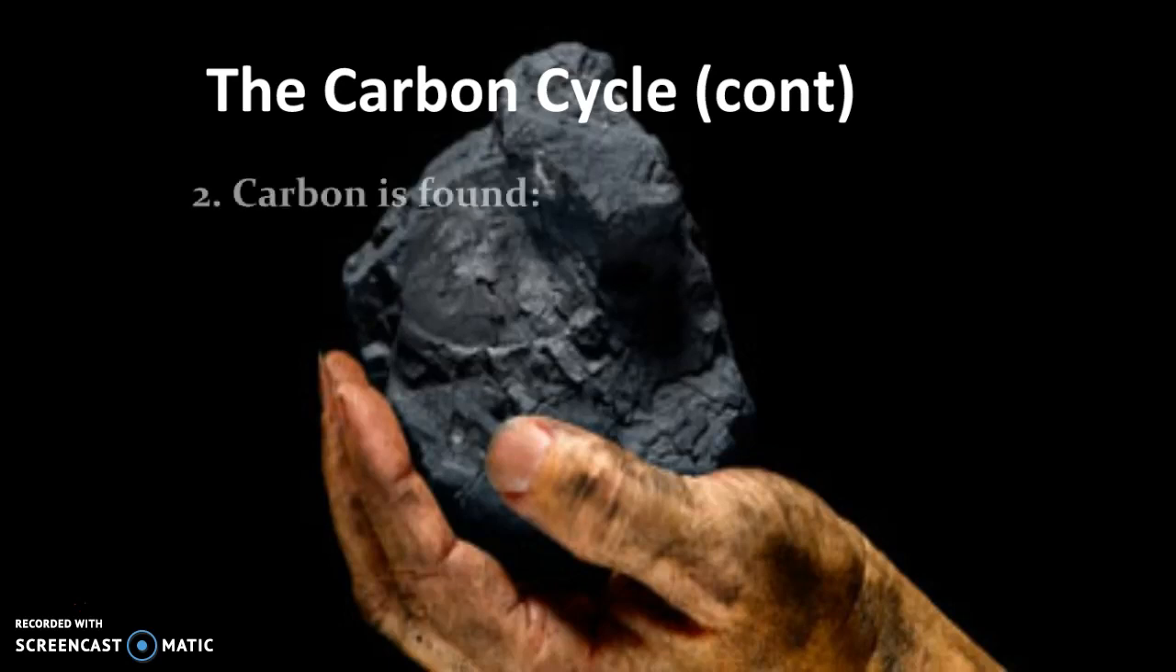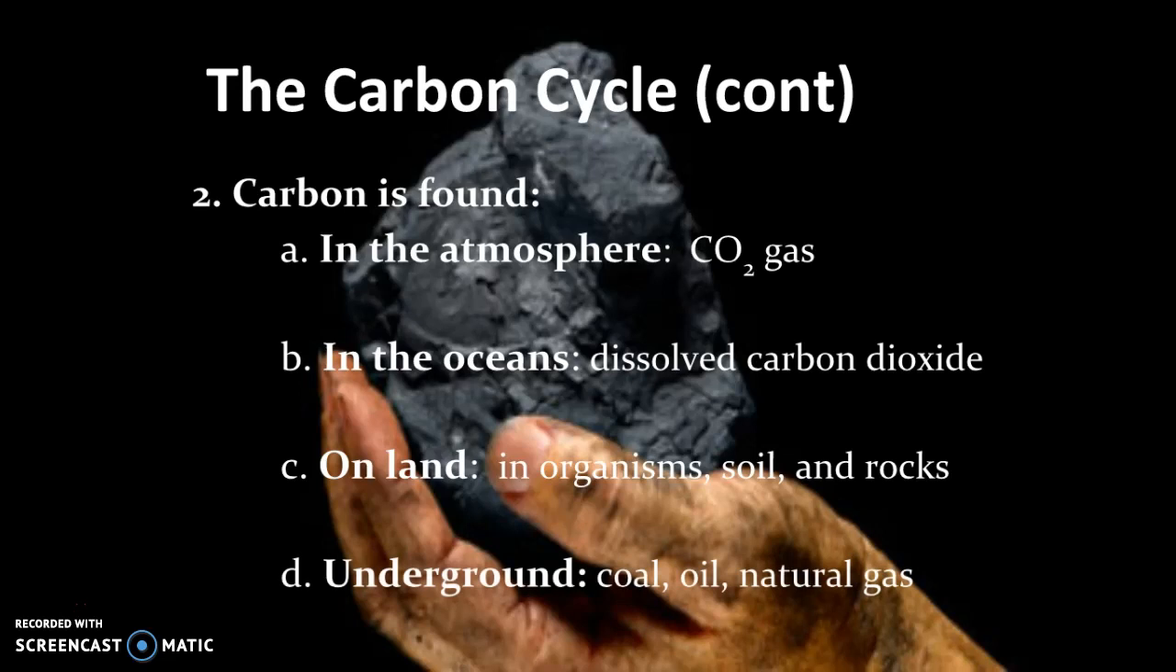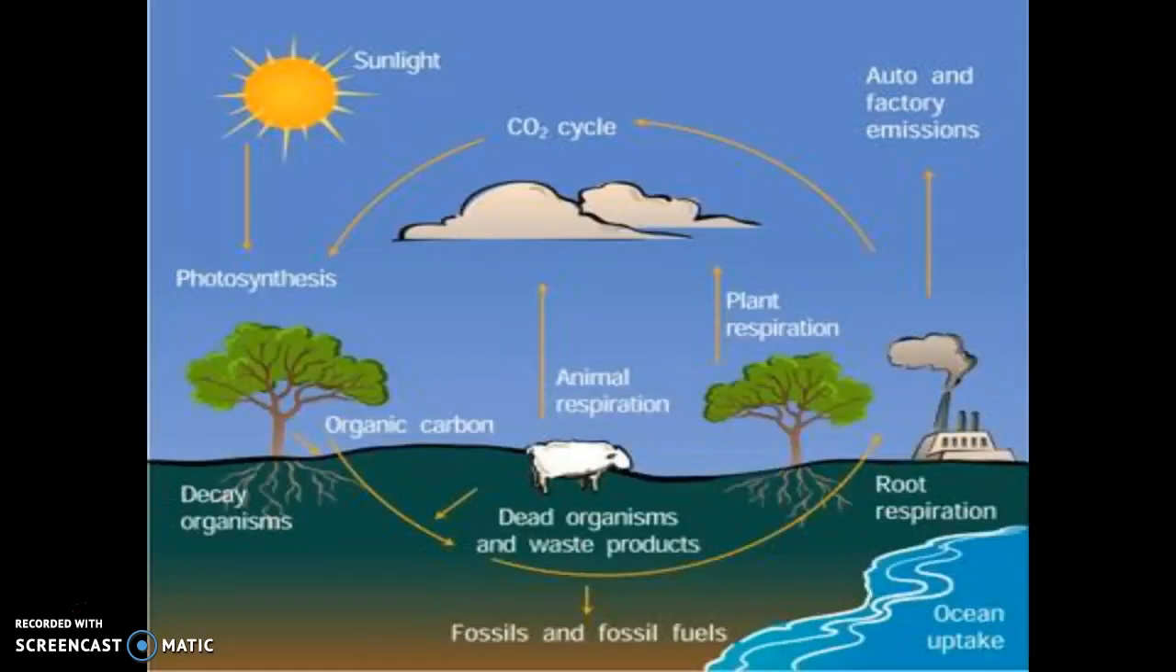You're going to write this down in the sources category. So carbon cycle, it can be found in the atmosphere as CO2 gas, in the ocean as dissolved carbon dioxide, and on land in organisms, soil, and rocks, and finally underground as coal, oil, and natural gas. So those are all ways that we can find carbon cycle.